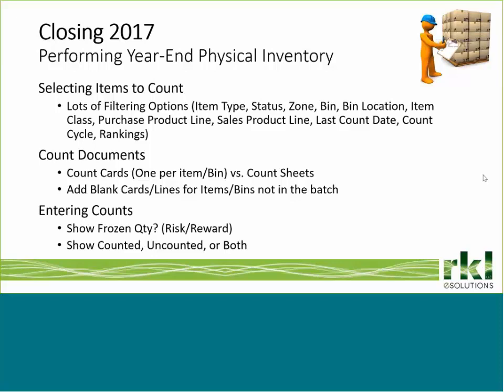So it's a good idea to try and come up with a logical way to group your items to count them, either perhaps by item type, by status, by the zone that they may exist in within the warehouse, the bin or bin location, the item class. There are a handful of options that you've got here. So pick a grouping that makes sense to you. And you can use multiple combinations of these groupings to count the items. So you could say, all finished goods in zone 1, or all raw materials in this range of bin locations, and so forth. So figure out what makes the most sense in terms of grouping those together, and then create one batch for each group.